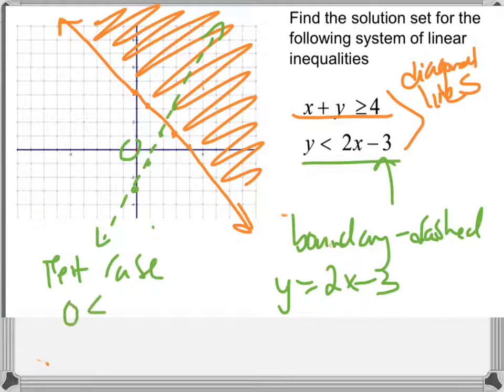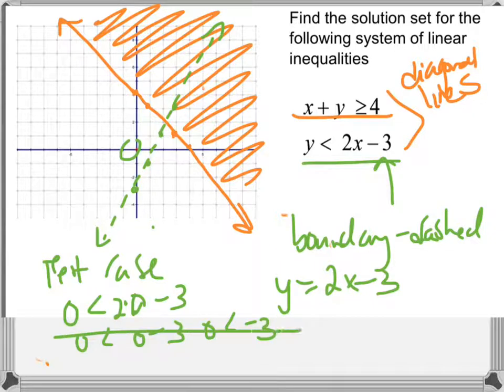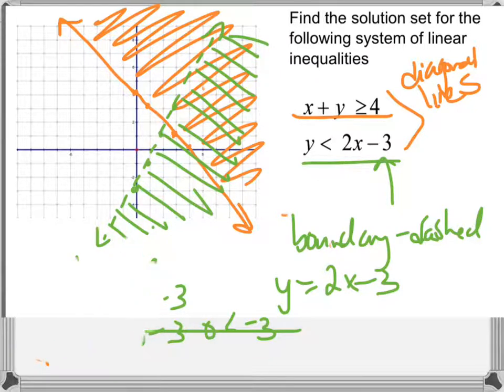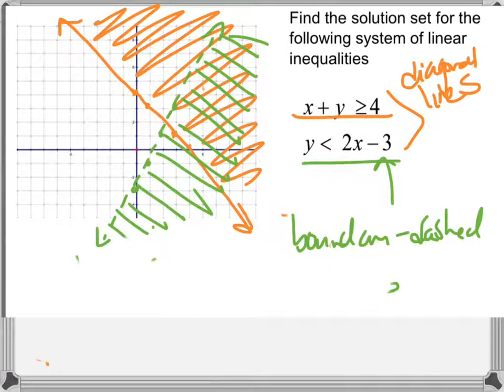Okay, is 0 less than 2 times 0 minus 3? Is 0 less than 0 minus 3? Is 0 less than negative 3? And the answer is no. So I am shading on the side that doesn't include that. Okay. All right, so my solution set is anywhere that's been shaded twice. So my solution set is right here.